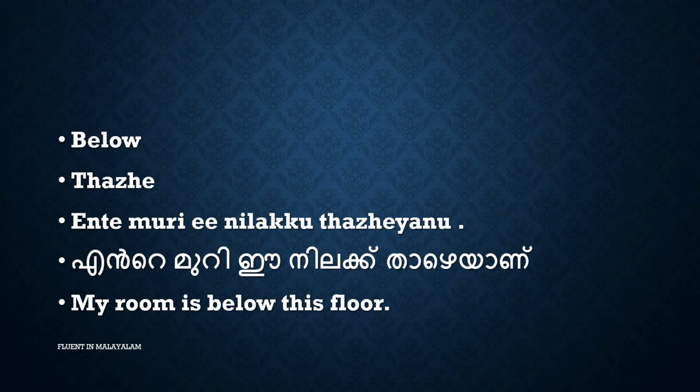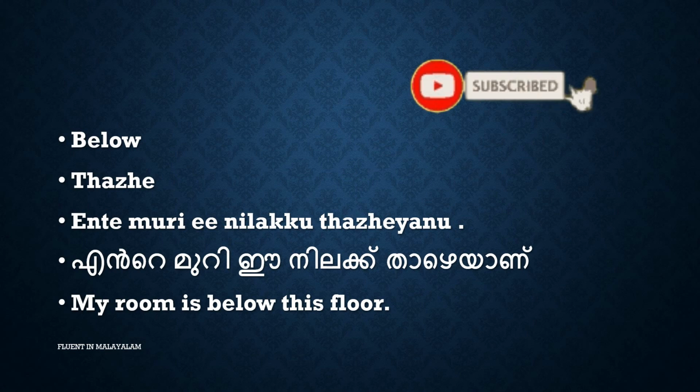Below. The word for below in Malayalam is tare. And see this example. Ende muri ee nilakku thareyanu. My room. Muri is room. Muri, room, is below this floor. Floor is nila. My room is below this floor. Ende muri ee nilakku thareyanu.